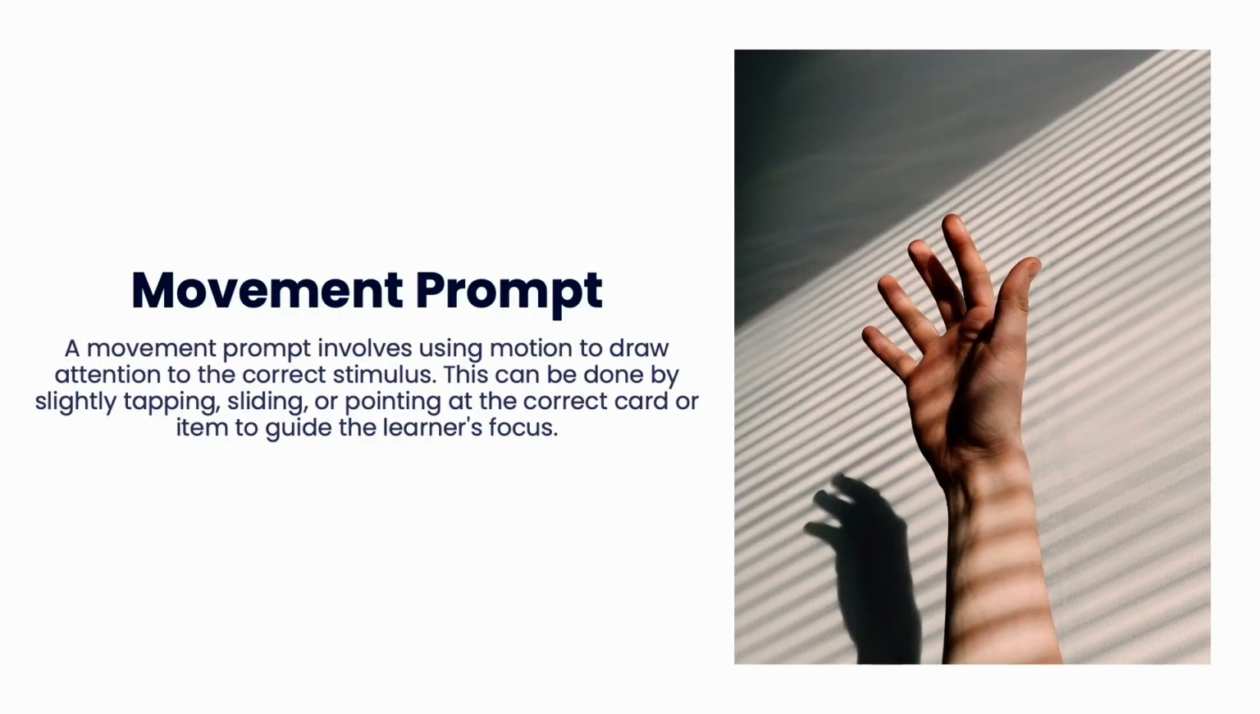So movement prompt. A movement prompt involves motion to draw attention to the correct stimulus. This can be done by tapping, sliding, or pointing at the correct card. It's typically something with your hands, where you make a movement to show them which response is correct. Everyone thinks flashcards. You point at the flashcard, or when they're brushing teeth, point to their toothpaste, if the adults in the house have a separate toothpaste. There are lots of different ways we use these movement prompts. I've had behavior techs call it pointing prompts, which is fine, but it could be any movement, not just pointing.